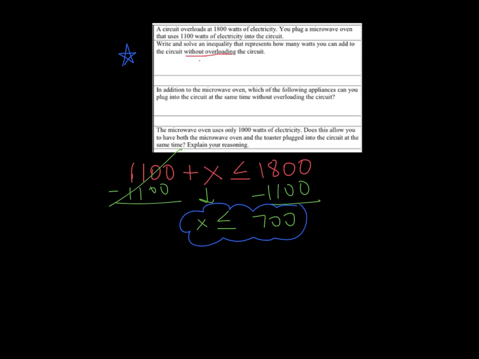Okay? So then it says, in addition to the microwave oven, which of the following appliances can you plug into the circuit at the same time without overloading? So on our notes, I gave you some items on the screen, and we talked about that. So obviously we wanted to make sure that all of the numbers that produced less than or equal to 700 watts were okay to plug in. Okay? So we used that same information to answer this next part. If you have any questions about either of those from your notes after you review it, you can always ask me in class or you can come in for tutoring.